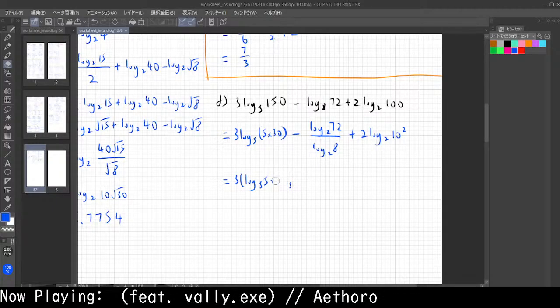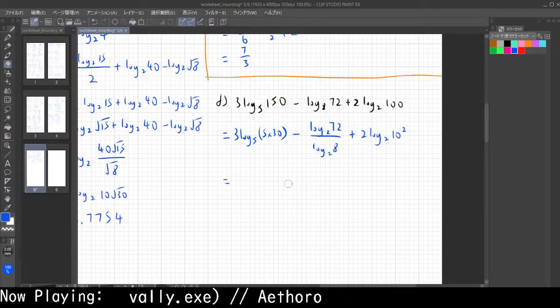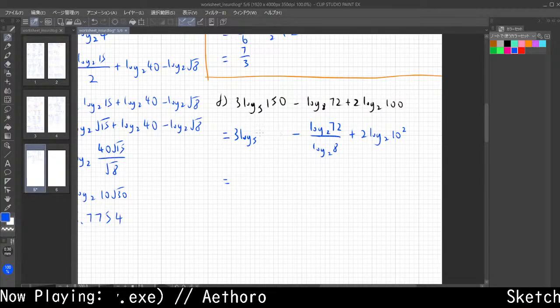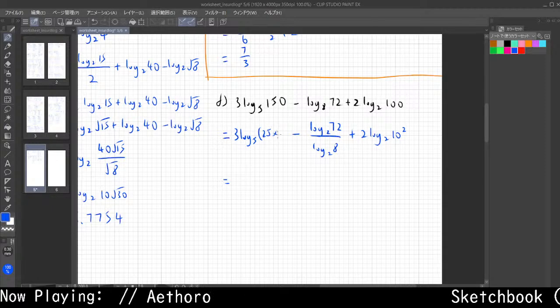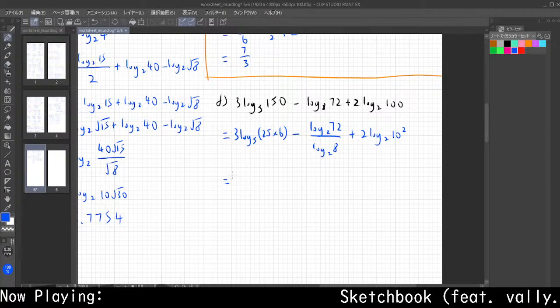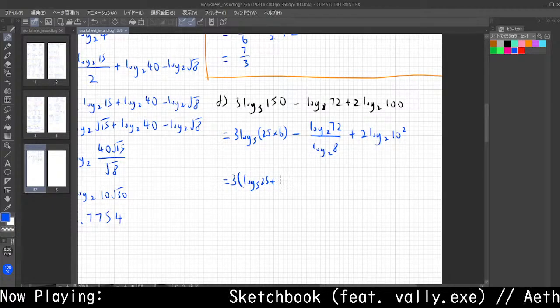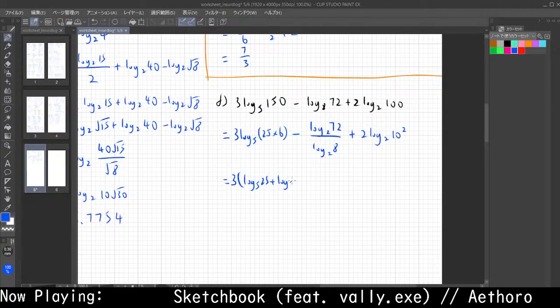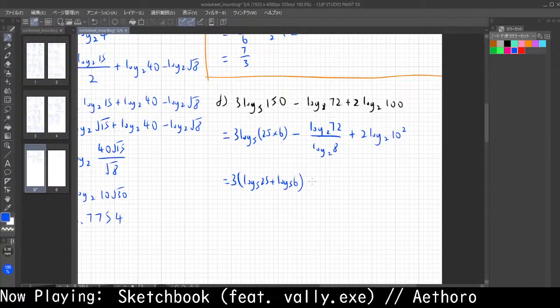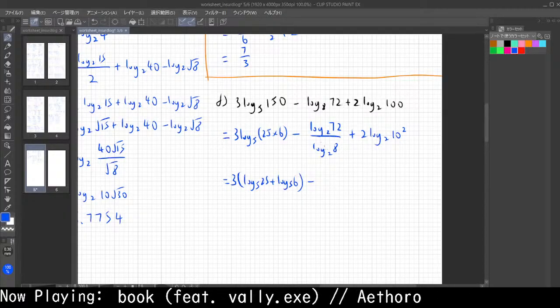Wait, just realize 25 times 6. So 3 times log base 5 25 plus log base 5 6. Okay, minus this thing.